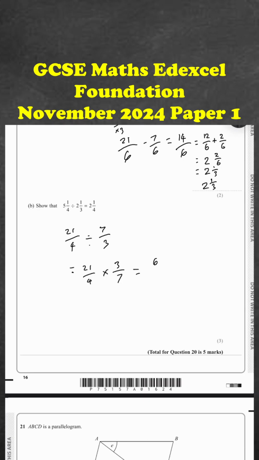Multiply the top two, we get 63. Multiply the bottom two, we get 28. I know 63 is a multiple of 7, and so is 28. Therefore, I can say if I divide the top and the bottom by 7, that's going to be the same as 9 over 4. 9 over 4 is equivalent to 8 over 4 plus 1 over 4, which is the same as 2 1/4 as required.